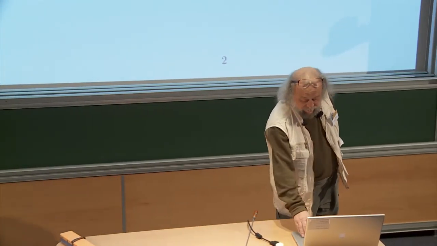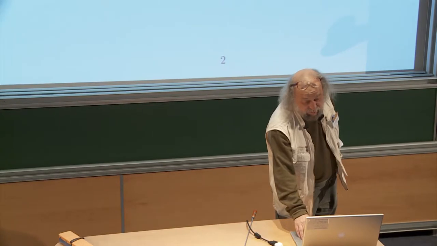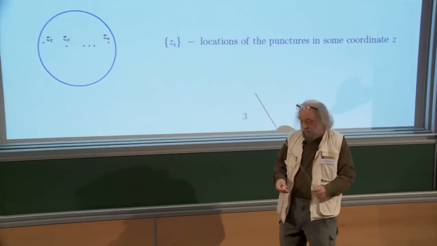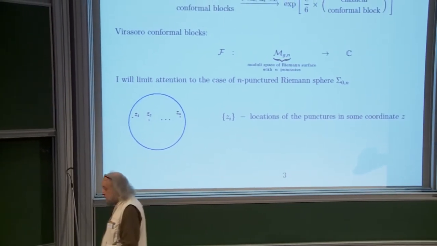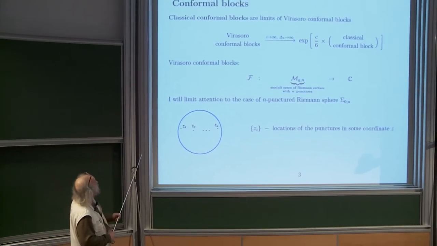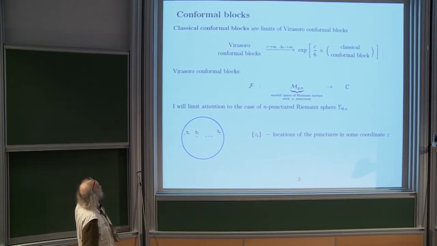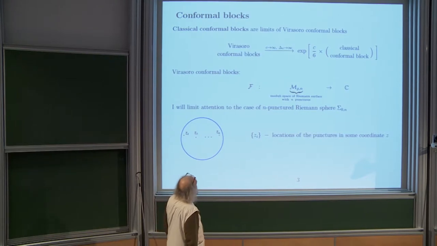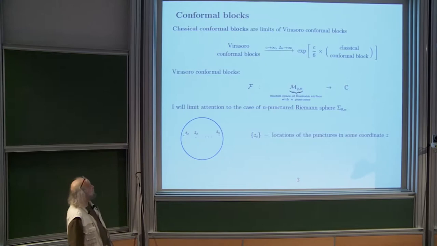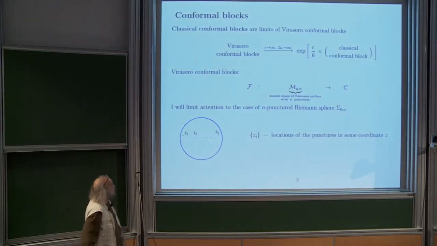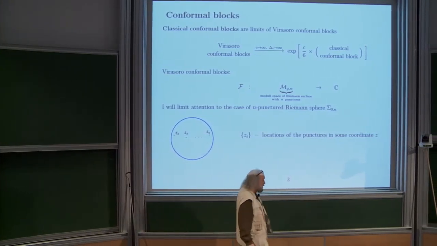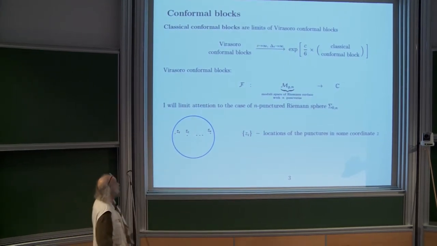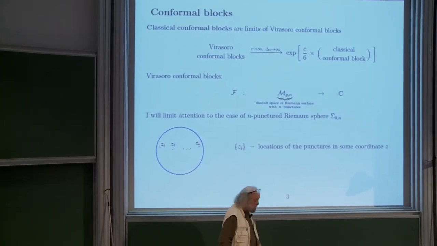Before starting, although conformal blocks are now a well-established notion in mathematical physics or mathematics, I will say a few words in the way of introduction. Classical conformal blocks appear at a certain limit of Virasoro conformal blocks when you send the Virasoro central charge to infinity together with the conformal dimensions. The Virasoro conformal blocks are generally associated with Riemann surfaces with punctures, and the moduli space of those objects.